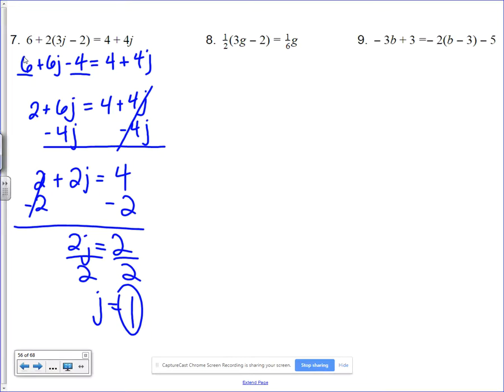Awesome. Awesome, awesome. How confident are we feeling here? Getting better? Okay, I want to skip over number 8 for a second. I'll come back to it. Let's go to number 9.